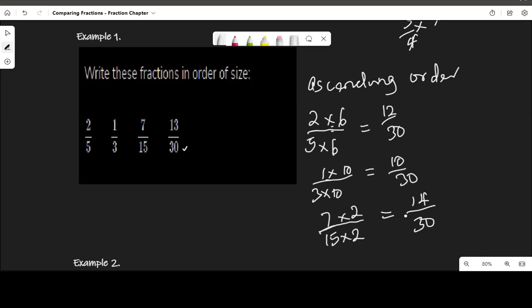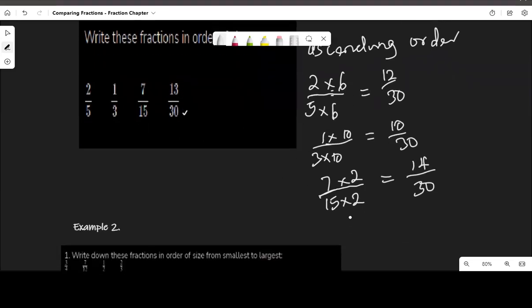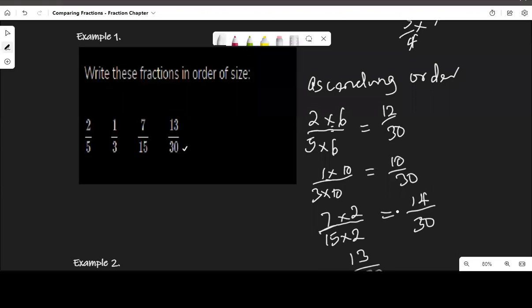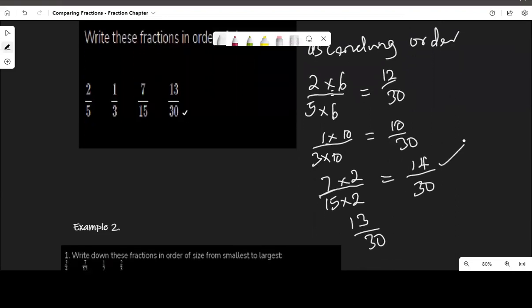So now to know the bigger fraction here, let me write this other one. I will compare with 13 over 30. So now compare all their numerators. Which one is the biggest? The biggest is right here, which means 7 over 15 is bigger than all of these fractions.